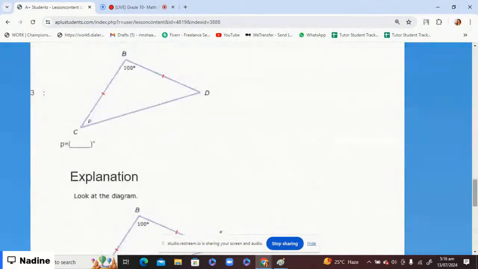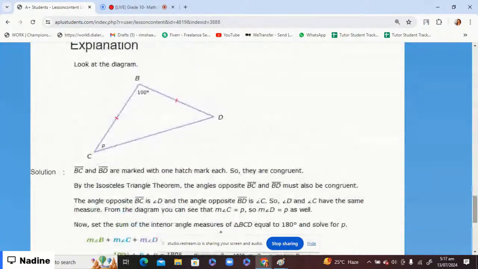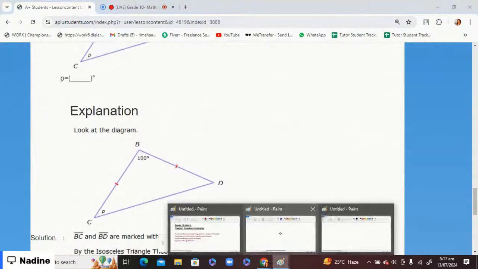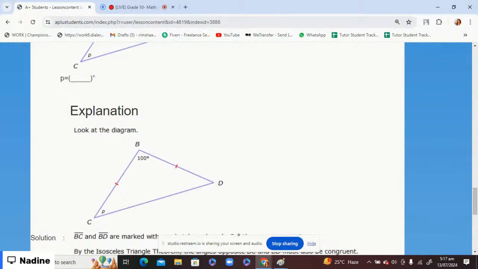This is the thing basically: what is the value of p? Again we use the same thing. This is p and this is also p because both sides are equal. One angle is given, one is p, and the other angle is also p.